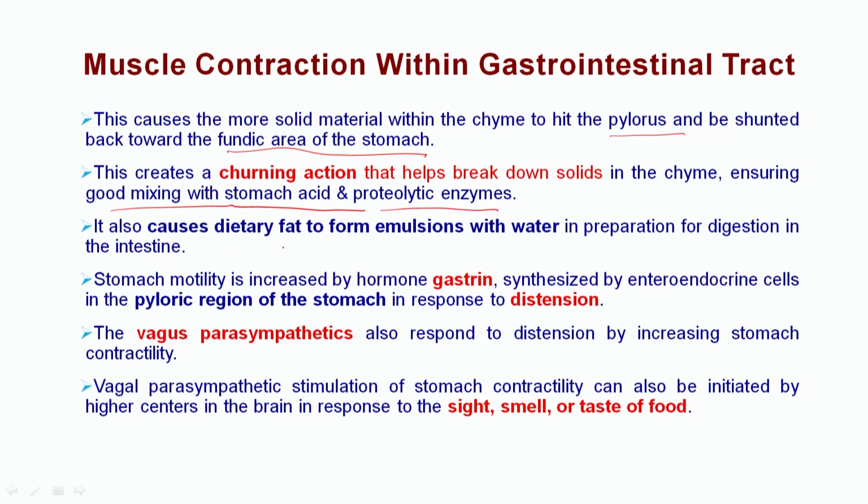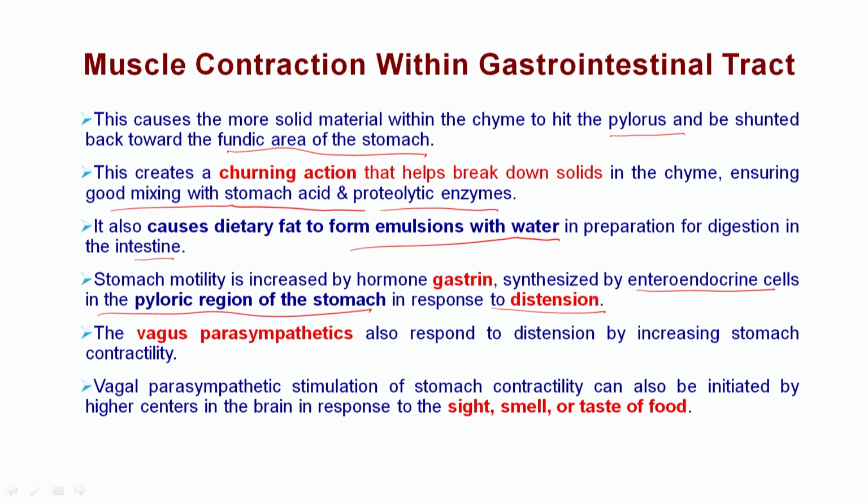It also causes the dietary fat to form an emulsion with the water in preparation for digestion in the intestine. Stomach motility is increased by the hormone gastrin, synthesized by the enteroendocrine cells in the pyloric region of the stomach in response to the distension of the stomach.